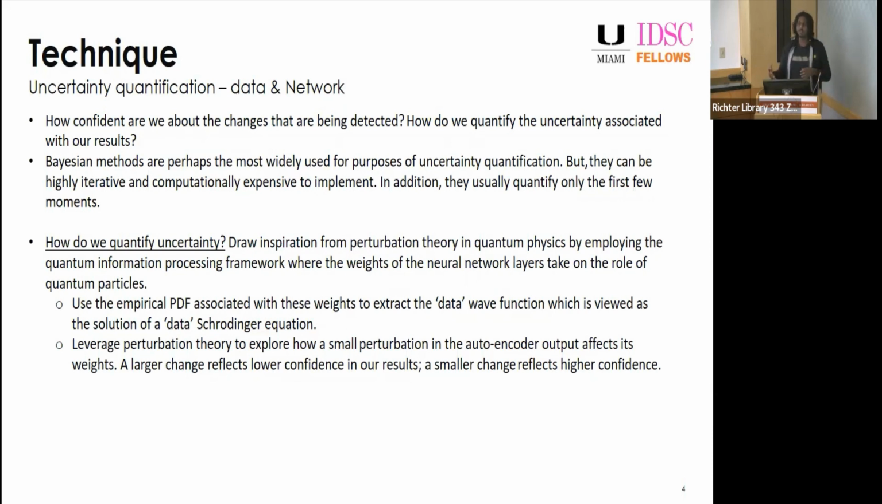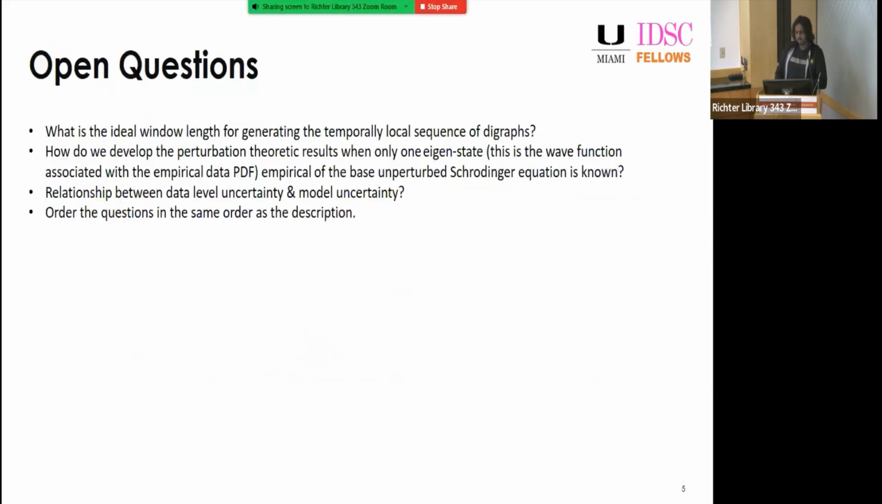So a quantification bridging both these gaps is what we are aiming at as uncertainty quantification in this particular case. But we still have some open questions which we need to find answers to. One thing is, what's the ideal window length to generate the graphs so that all the local components or the temporary local sequences are carried forward rather than us simply capturing some noise? And if we choose it very large, then accounting for the non-stationarity doesn't work very well.